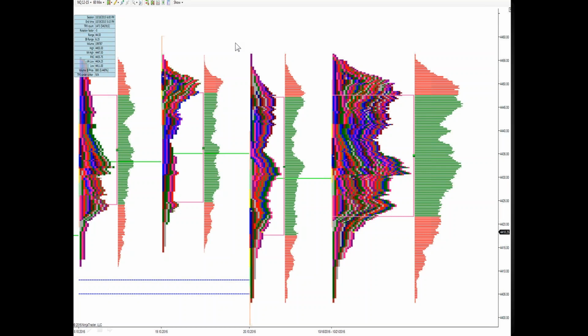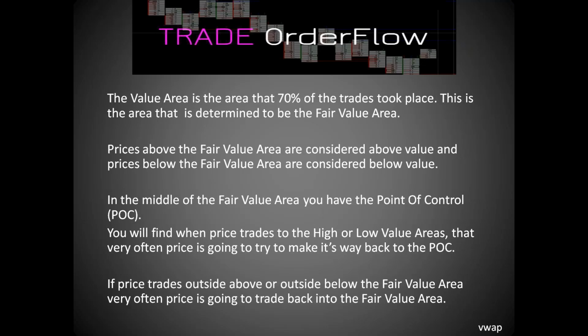And I'm not going to go into that. If you want more info, definitely do some research on market profile in any of the books or on the internet or whatever you like. So we have in the market profile the value area, and that's where 70% of the trades took place. And this area is determined to be the fair value area, where traders think that the price is a fair price based on market profile books that you'll read.